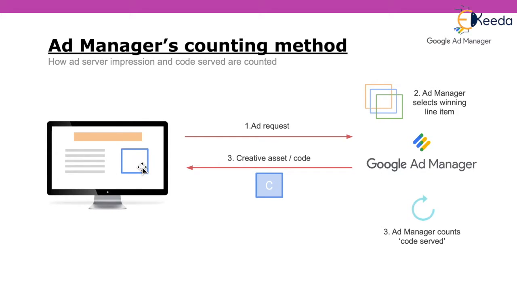Now, as the publisher has implemented Google Publisher Tags in the source code of the web page, this ad slot, or the ad tags which are implemented, makes a request to the Google ad server. This is an ad request, a request for an ad from Google Ad Manager.